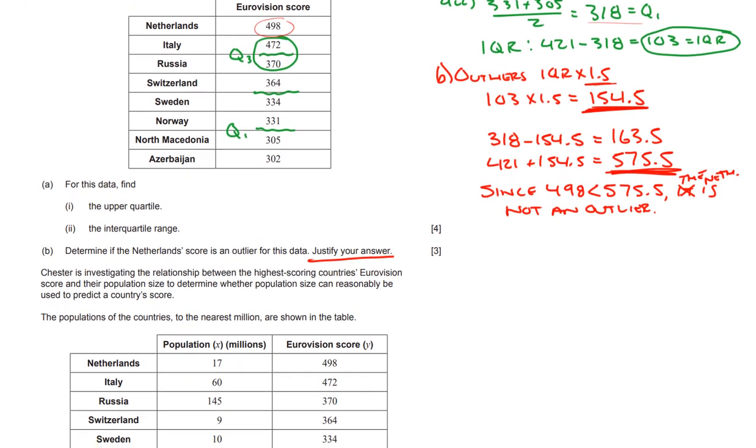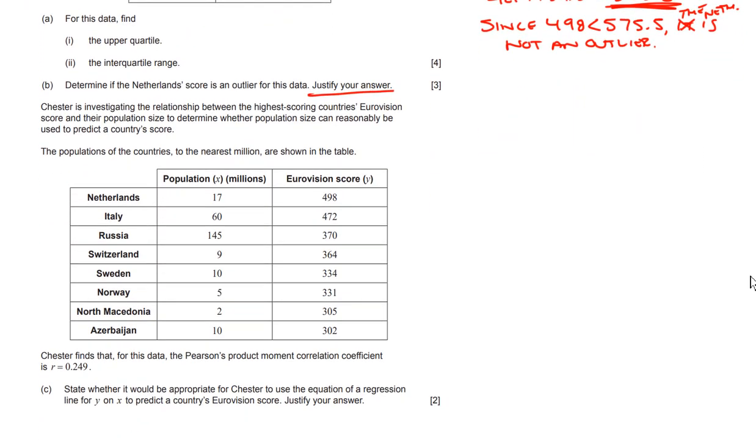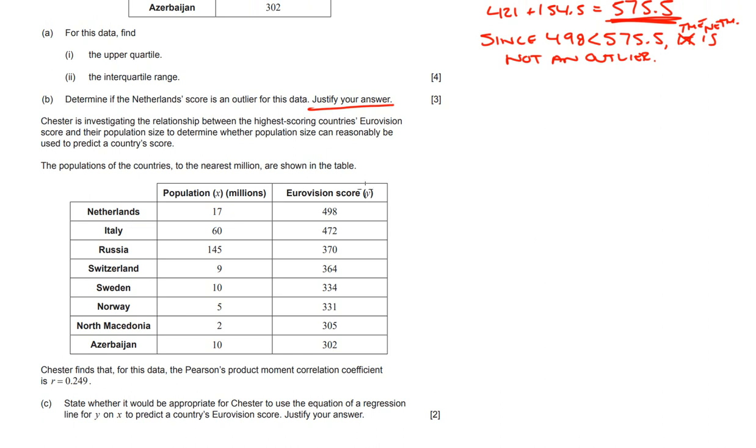It says Chester. Let's move it up first and then we'll read it. It says Chester is investigating the relationship between the highest scoring country's Eurovision score and their population size to determine whether the population size can be reasonably used to predict a country's score. Populations of the countries to the nearest million are shown in the table. So here's the same Eurovision score that we had up there, and then now here's the population next to it.